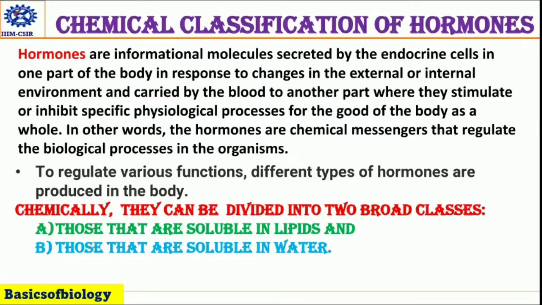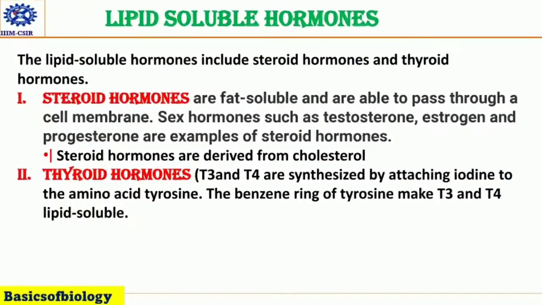To regulate various functions, different types of hormones are produced in the body. Chemically, they can be divided into two broad classes: those that are soluble in lipids and those that are soluble in water. Coming to the first class of hormones, which is the lipid-soluble hormones. The lipid-soluble hormones include steroid hormones and thyroid hormones.